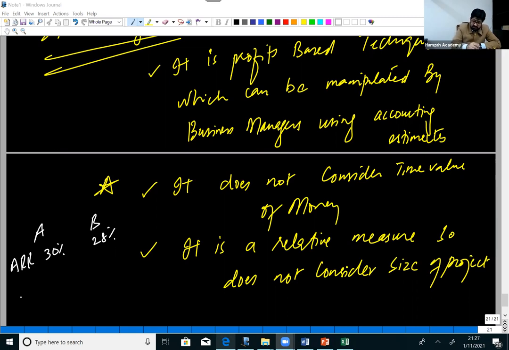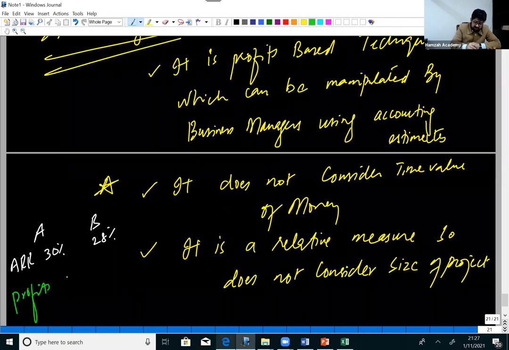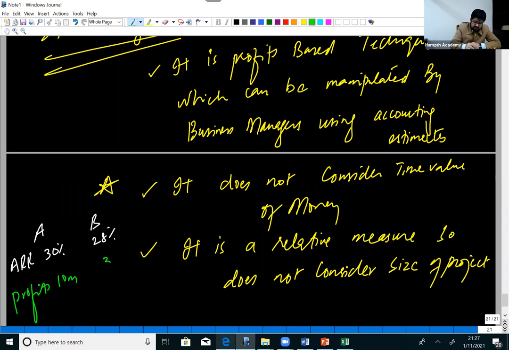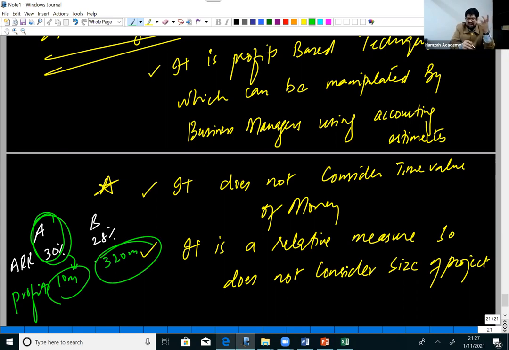But students, now let's see here. Profits of project B is 10 million. Its profit is 320 million. So on the basis of ARR, this should be chosen, but only 10 million. So ARR does not consider how much profit is being made. What is size? ARR does not consider how much investment is made and how much profit is being earned. It does not consider the size of the project.